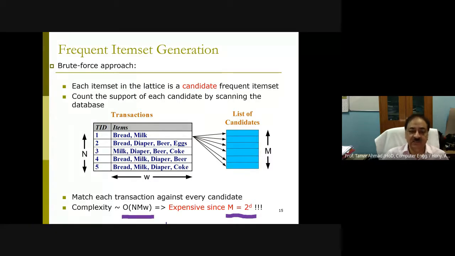2 to the power D is a large number because the number of items may become say 10, 20, 30, 40, 50. If D becomes 100, this is 2 to the power 100 multiplied by N multiplied by W. And 2 to the power 100 is such a big number that even if N and W are equal to 1, it makes no difference. Even if they are very small numbers, it is not going to affect the overall complexity much. Therefore, the whole complexity revolves around the value of M, and M is a very, very large number. Now this is the brute force technique.